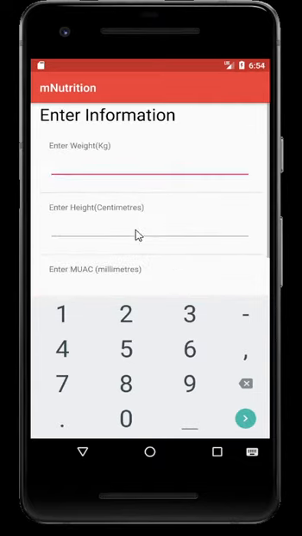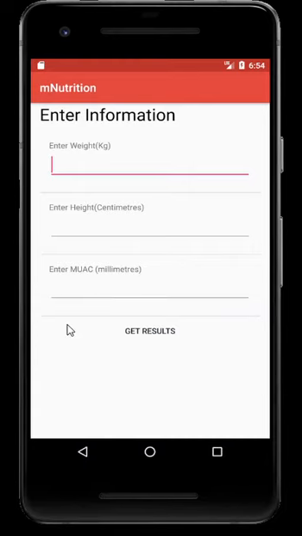which is the page where the weight, height and the mUAC is entered. So mUAC is the mid-upper arm circumference and is an indicator of malnutrition which the WHO has designated. According to the WHO, any level of mUAC below 115 millimeters can be considered as severe malnutrition.